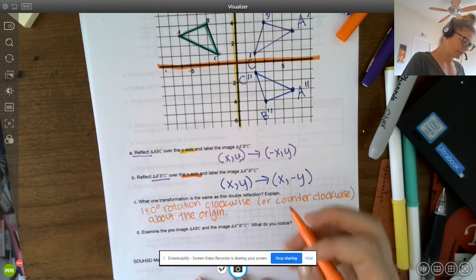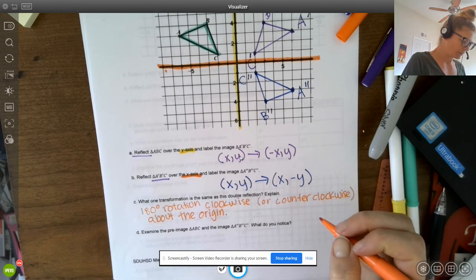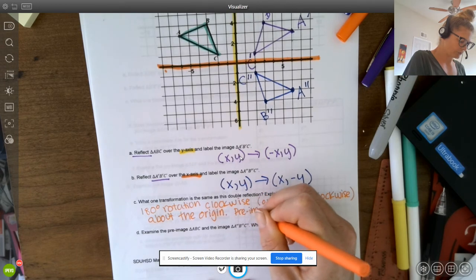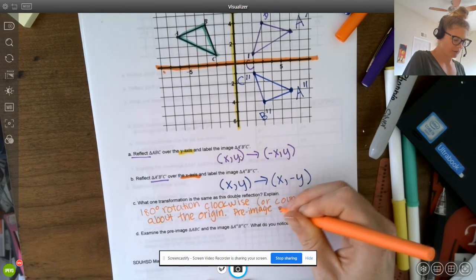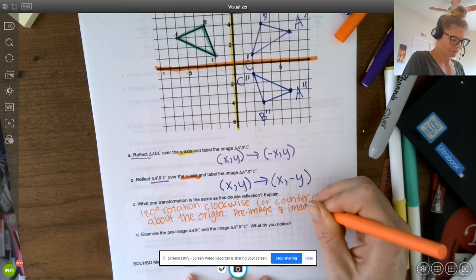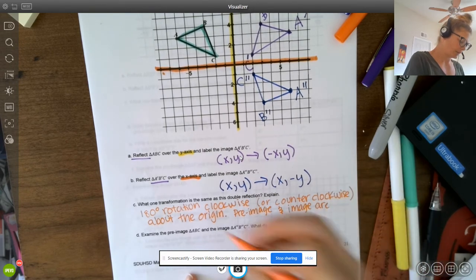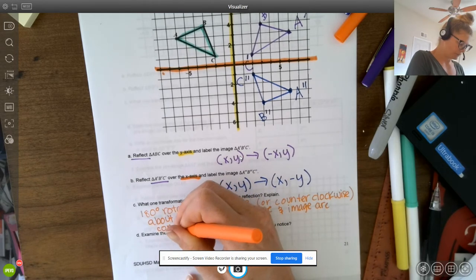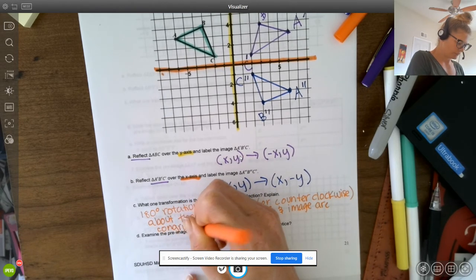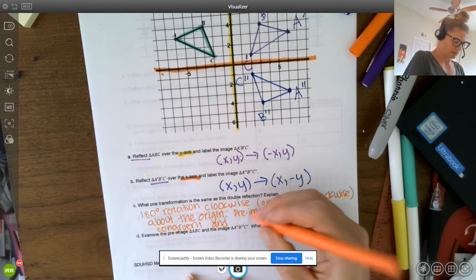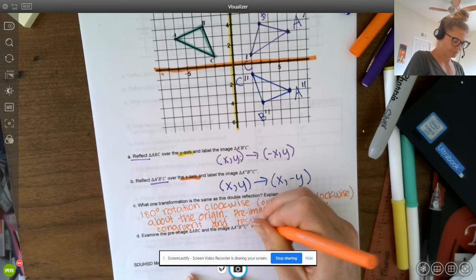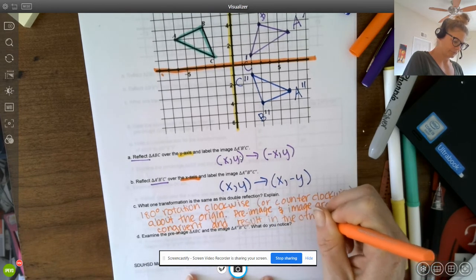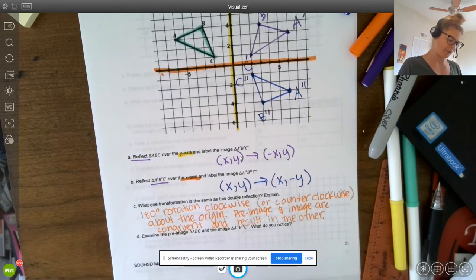If we explain, we can say pre-image and image are congruent and result in the other. So they result in each other after that.